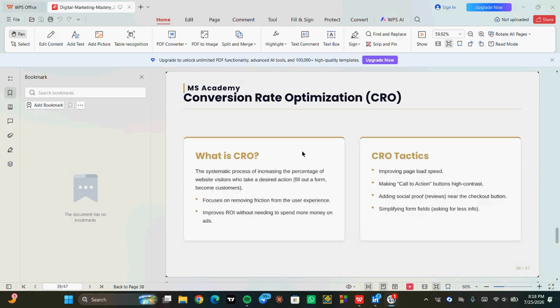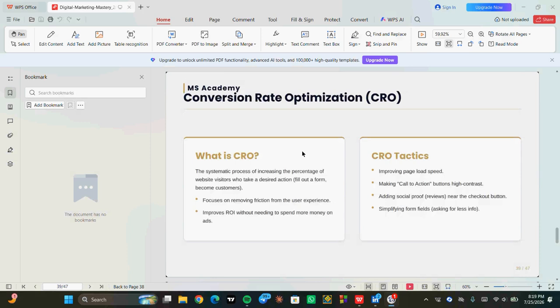And now the conversion rate optimization tactics. This includes improving page load speed, making call to action buttons high contrast, adding social proof, that's reviews, near the checkout button, and simplifying form fields, that's asking for less information. To achieve a certain CRO, marketers use specific strategies to make websites more friendly and persuasive. Obviously, those are the tactics, and I'll be explaining each.